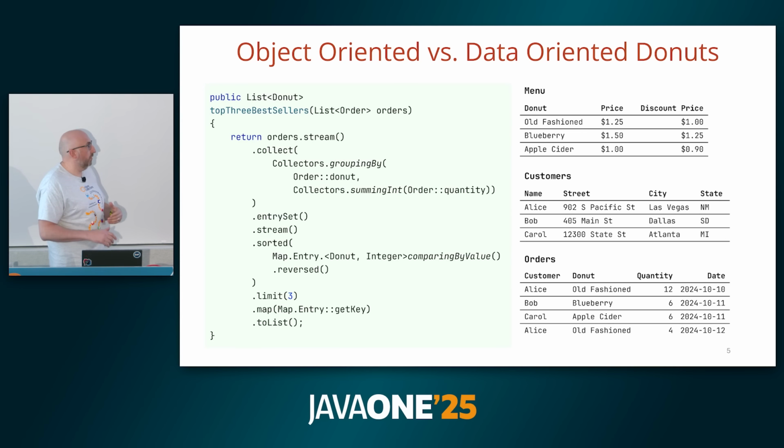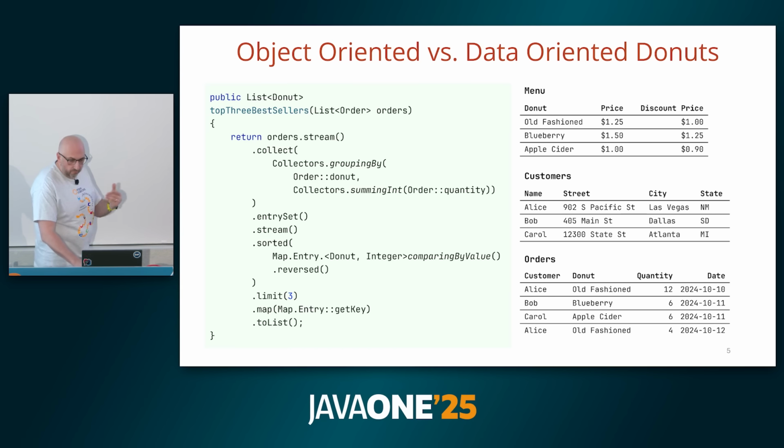So for example, here is a function that finds the top 3 bestsellers based on the number of donuts. And it uses streams with collectors. It takes a list of order records as an input and produces the list of bestsellers. So it's nice, fluent code. And we are doing data-oriented programming in Java already.